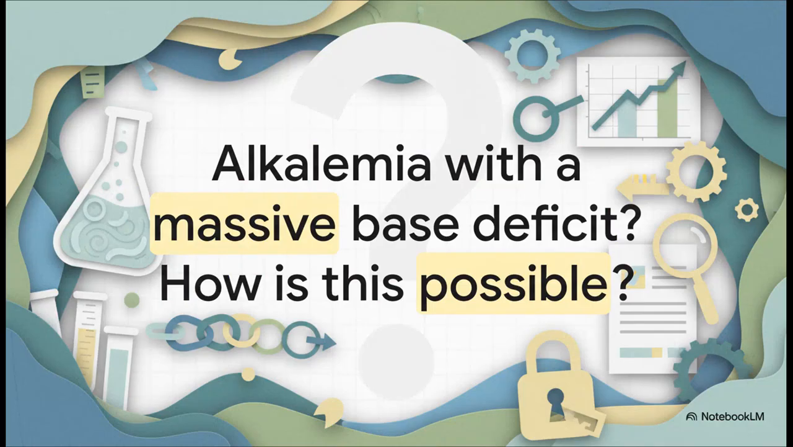So how on earth is this even possible? Well, this is the classic presentation of a mixed disorder, where one process is completely masking the severity of another. It's a physiological tug-of-war. If you only looked at the pH, you would be dangerously reassured. But the base deficit and the anion gap, they tell the true scary story. This is precisely why that systematic approach is so essential. It prevents a catastrophic misdiagnosis.